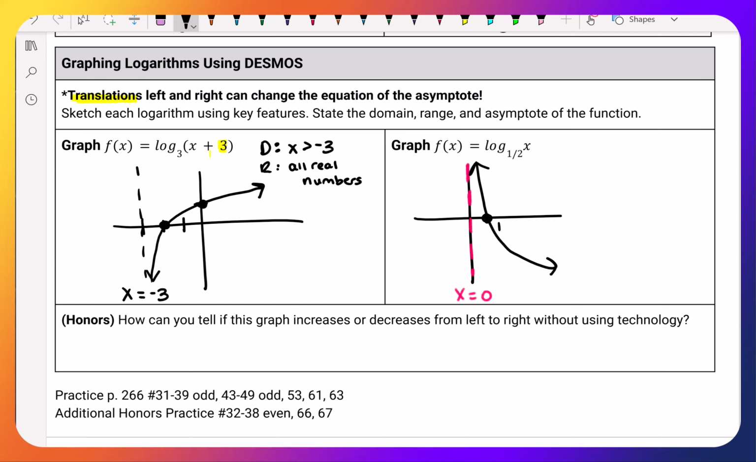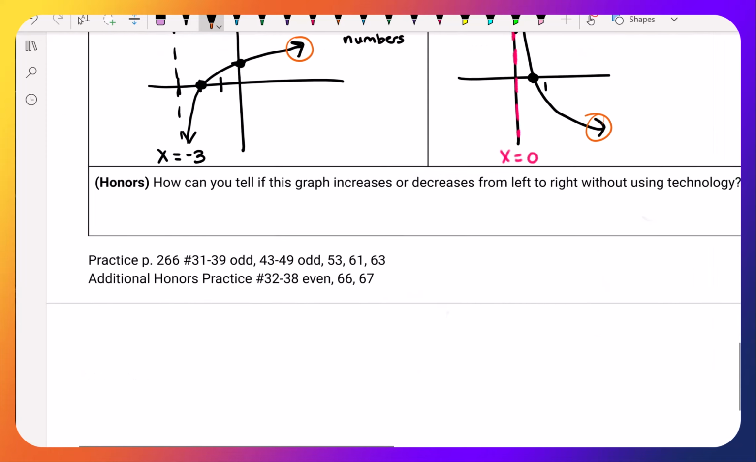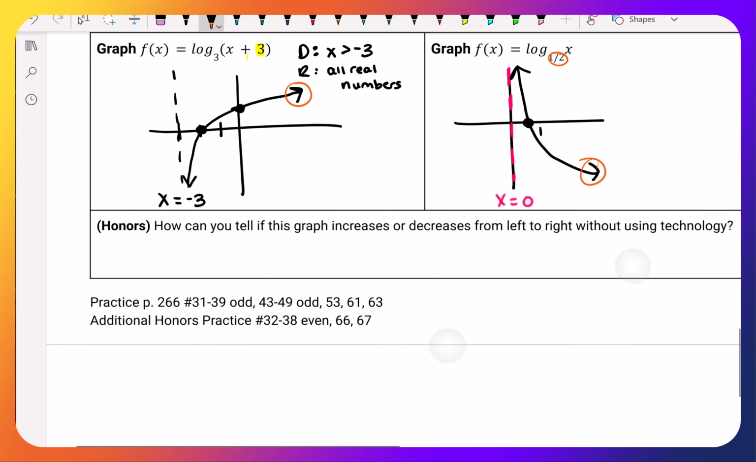Okay, so the answer is assuming that there's no reflections, okay? Assuming there's no reflections over the x or the y axis, you can tell by looking at the base. So if you know that you have a base that is greater than 1, you know that it is going to increase. So see, log base 3 is increasing. And if you know that your base is between 0 and 1, it is going to decrease. It's because, if you realize that that sounds a lot like exponential bases, it's because they are related.